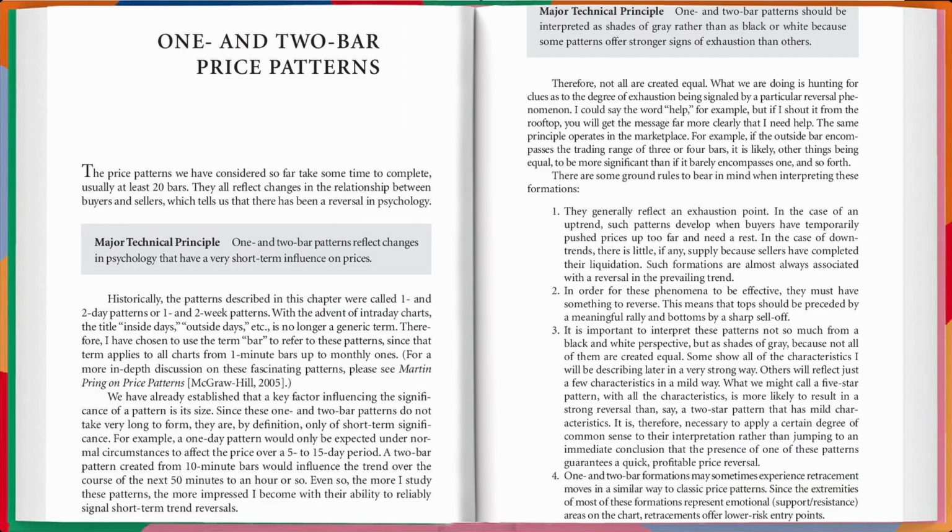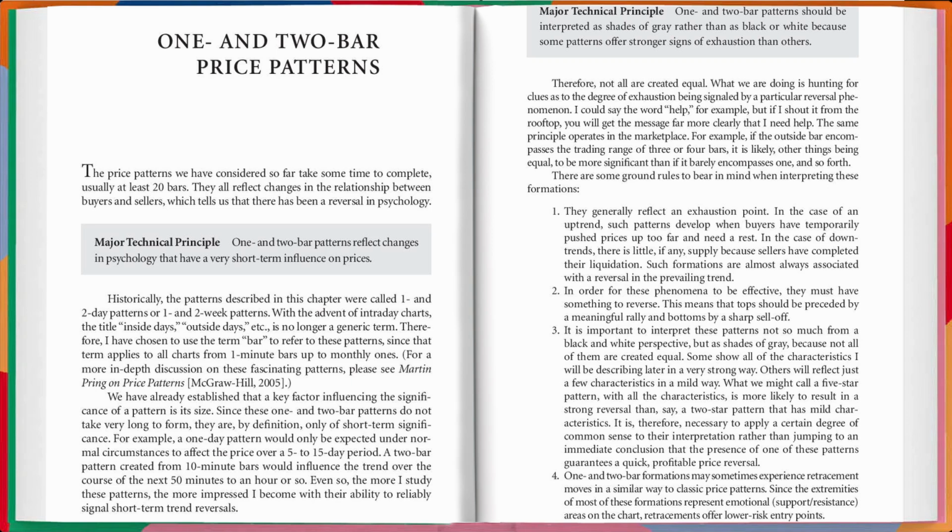Chapter 10. 1 and 2 bar price patterns. The price patterns we have considered so far take some time to complete, usually at least 20 bars. They all reflect changes in the relationship between buyers and sellers, which tells us that there has been a reversal in psychology. Major technical principle: 1 and 2 bar patterns reflect changes in psychology that have a very short-term influence on prices.